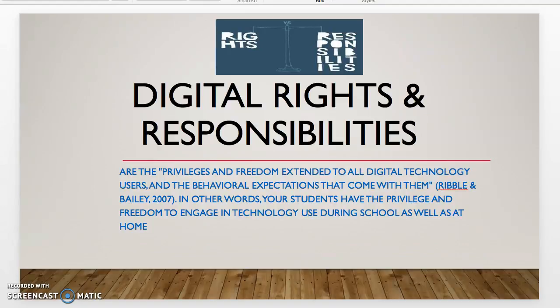We go to digital rights and responsibilities. These are the privileges and freedom extended to all digital technology users and the behavioral expectations that come with them. In other words, your students have the privilege and freedom to engage in technology use during school as well as at home.